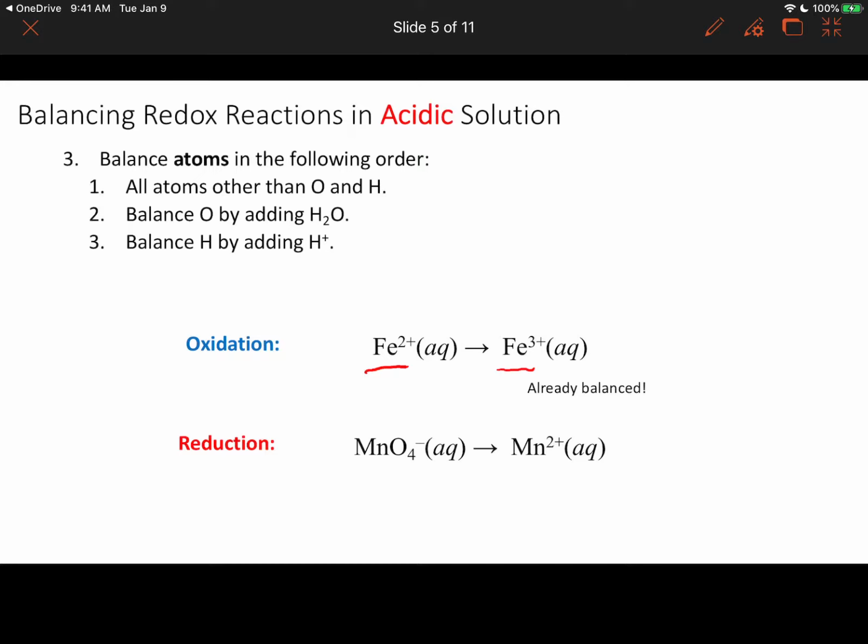But we have not met steps 3.2 and 3.3 in this case because there are oxygen atoms at least present in this reaction. So to balance the oxygen atoms, we have to add water. So you notice there are 4 oxygen atoms on the left. So we expect to see at least 4 waters on the right. So we would add 4 waters on the right to balance the oxygens. When we add 4 waters on the right, that will add 8 hydrogens to the right-hand side of the equation. So we'll have to add 8H plus to the left-hand side of the equation.